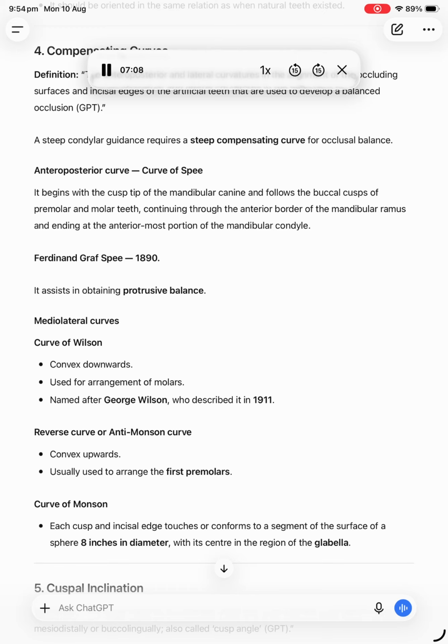Reverse curve or anti-Monson curve, convex upwards. Usually used to arrange the first premolars. Curve of Monson. Each cusp and incisal edge touches or conforms to a segment of the surface of a sphere 8 inches in diameter, with its center in the region of the glabella.